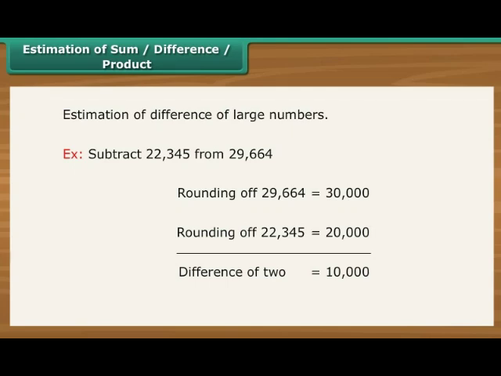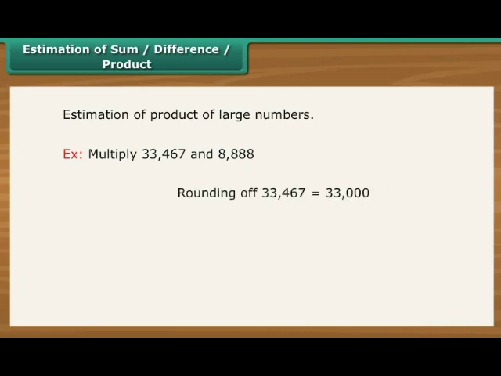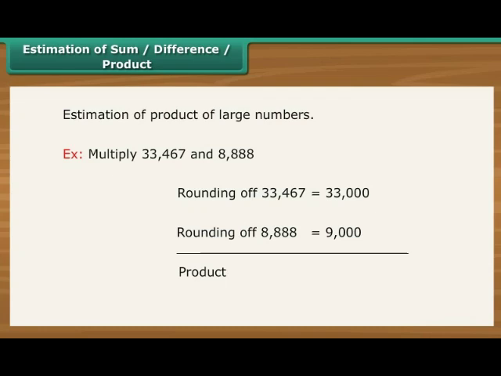Estimation to nearest number can help in the estimation of the product of two large numbers. For example, multiply 33,467 and 8,888. Rounding off 33,467 is equal to 33,000. Rounding off 8,888 is equal to 9,000. Product is equal to 33 into 9 followed by 6 zeros, which is 29 crores 70 lakhs.